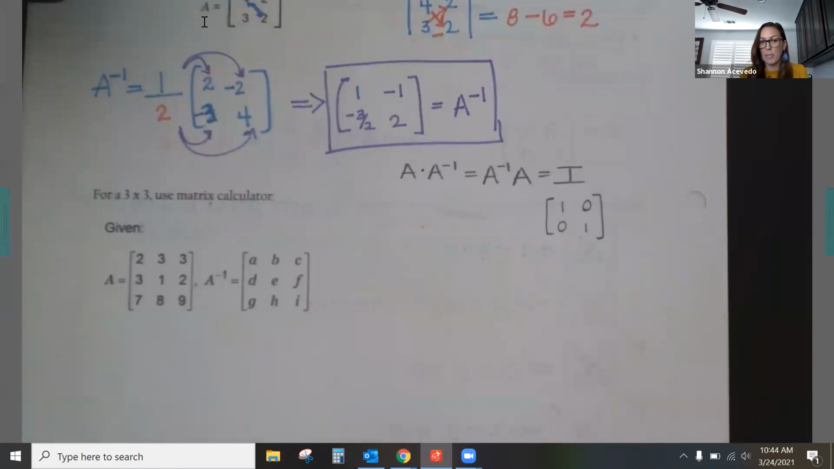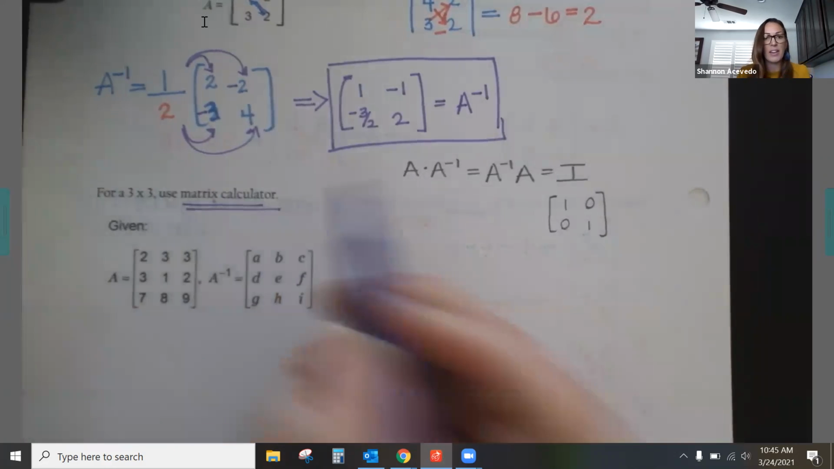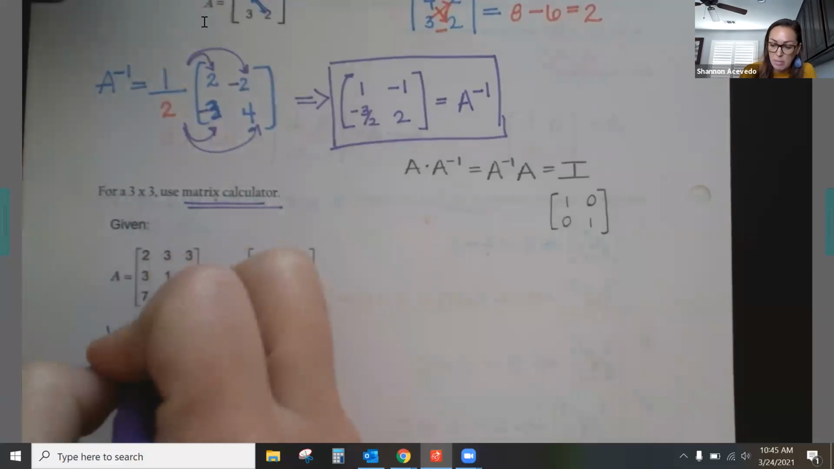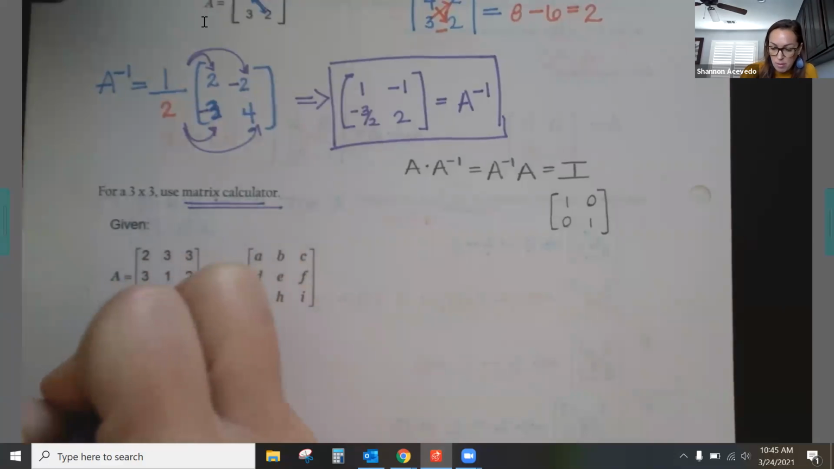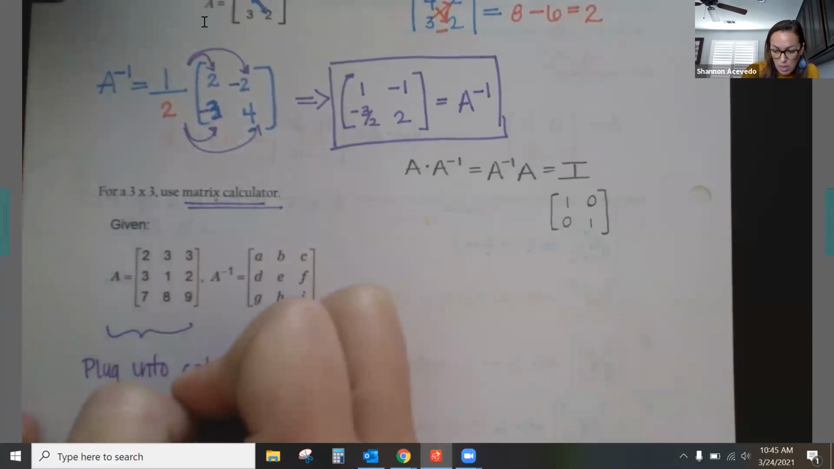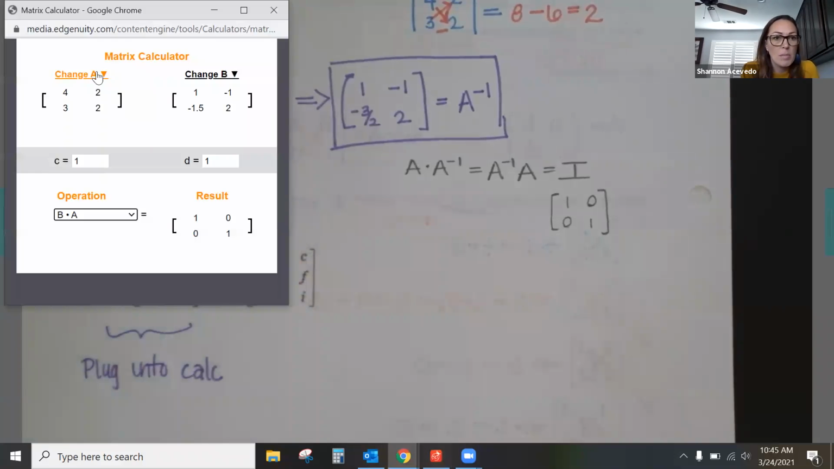For my last example, my 3 by 3. For this, you need to use the matrix calculator. They're not showing you another way to do it, but using the calculator. Easy enough, right? So all I need to do is plug this into my calculator. And then we'll go ahead and we'll hit our button. So let's see, what's it gonna look like? So I'm gonna go here, I'm gonna change this to a 3 by 3.